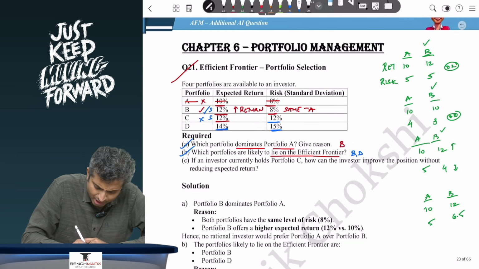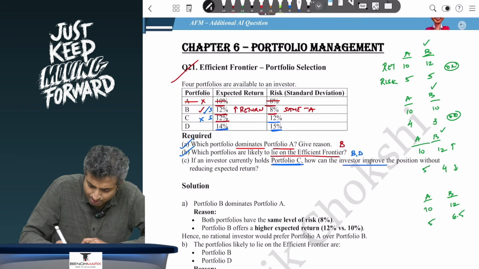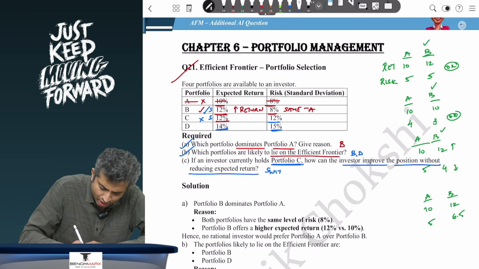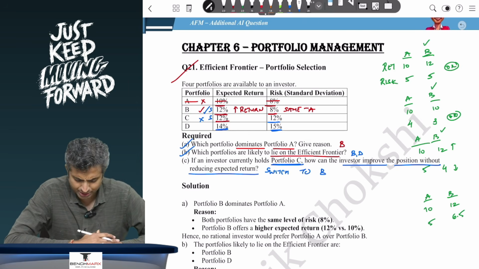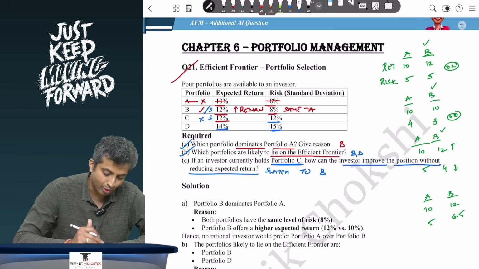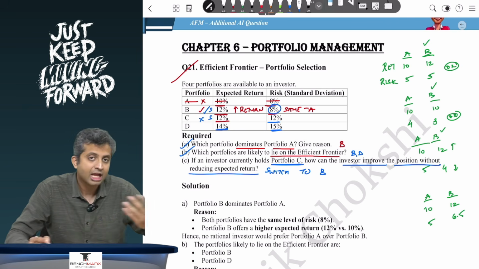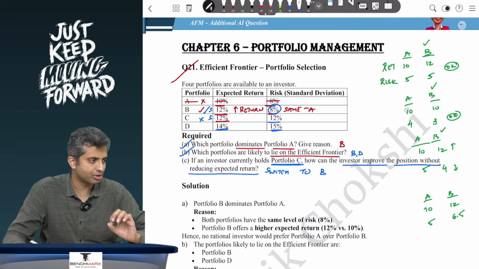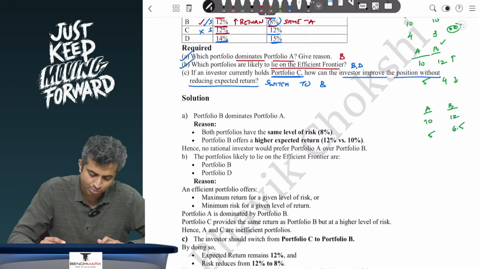If an investor currently holds portfolio C, how can the investor improve the position even without reducing the expected return? Well, you can switch to B. So I'm currently earning 12%. Well, I can keep on earning 12% and maybe switch to B and settle for an 8% risk. So C over here is an inefficient portfolio, whereas B seems to be a much more efficient portfolio.